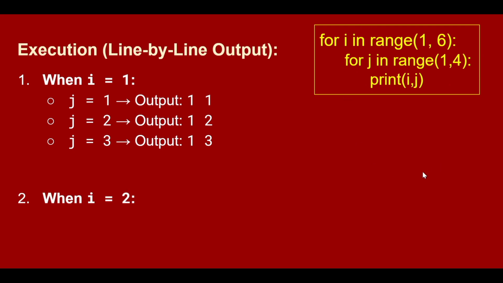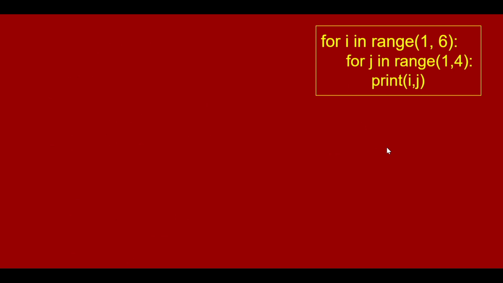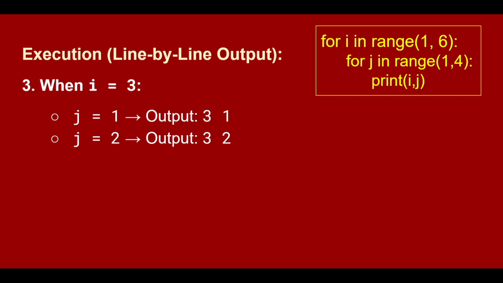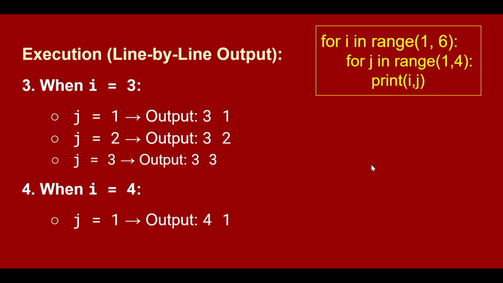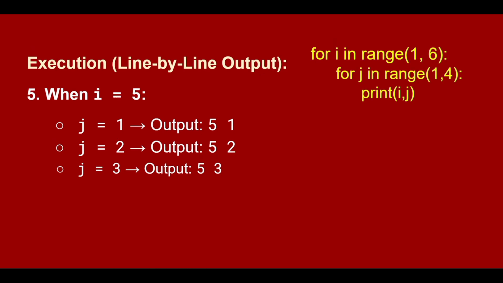Now for i equals 2, we have to again execute this line, that loop will run again. So for i equals 2, j will first take the value 1 and the output will be 2 and 1. Then j will take the value as 2 and the output will be 2 and 2. Then same for j equals 3 and the output will be 2 and 3. Then again this loop is completed, so i will change its value to 3, and this process goes on till the value of 5. For i equals 3, the output will be 3 1, 3 2, 3 3. Same for i equals 4, the output will be 4 1, 4 2, 4 3. And then same for i equals 5.